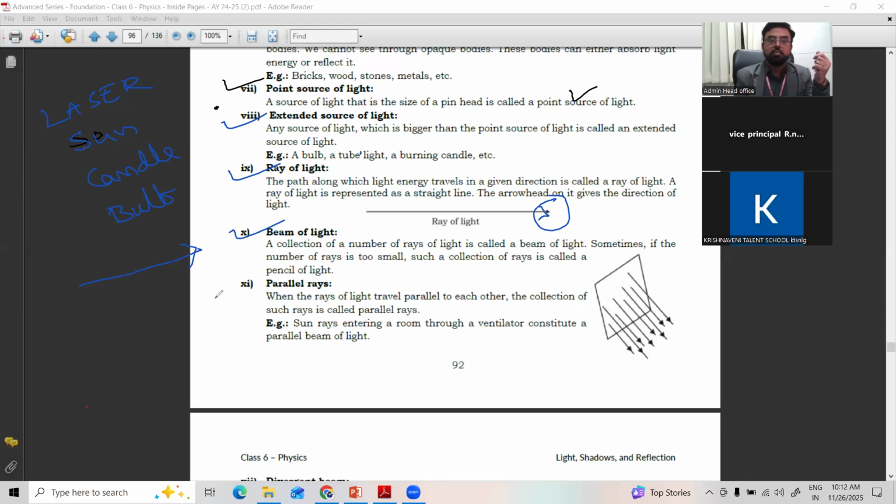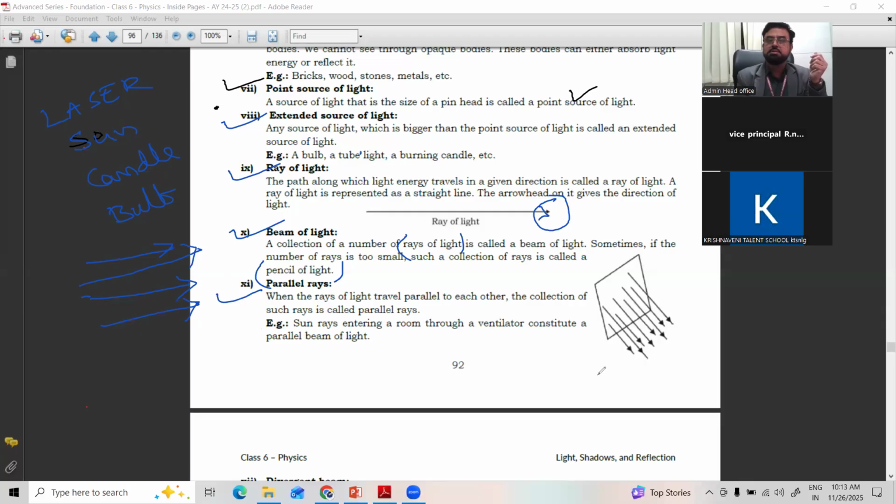Then beam of light. A beam is nothing but a group of rays of light like this. There may be so many. A collection of a number of rays of light is called a beam of light. If the number of rays is very small, such a collection of rays is called a pencil of light. So, like this, more than one ray of light makes a beam of light. A beam that is very sharp and very thin is called a pencil of light, which generally comes from laser light.